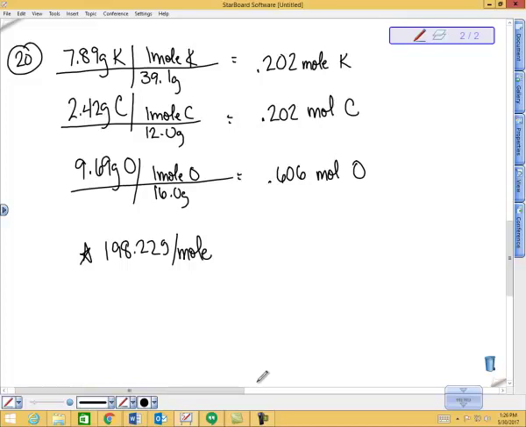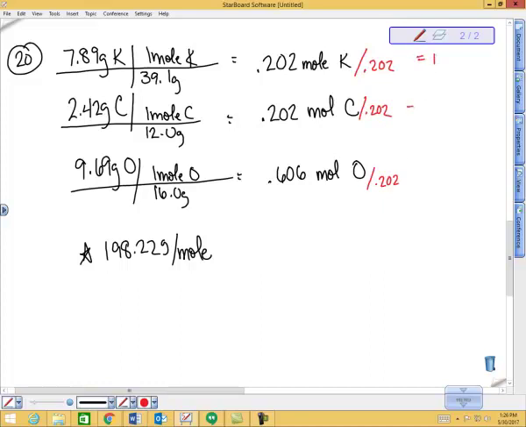But technically, what's the next step that we should be doing at this point? What if you had something where you couldn't tell what the ratio is? What are you supposed to do? Divide by the lowest number you got. So it's 0.202 in each case. This comes out really nice.